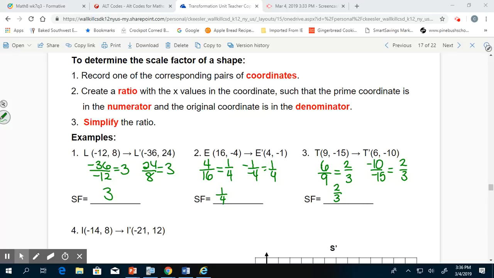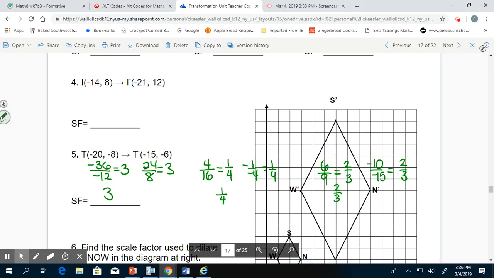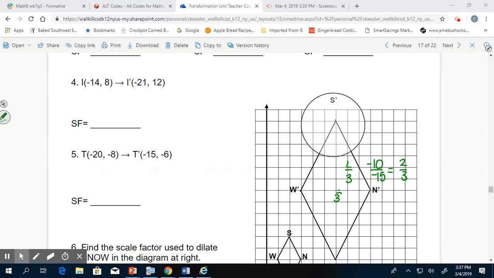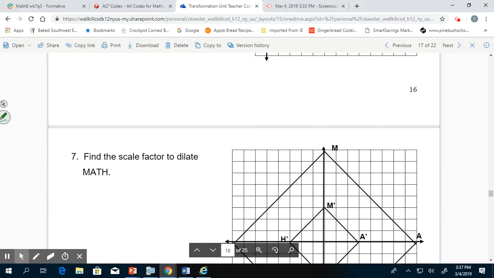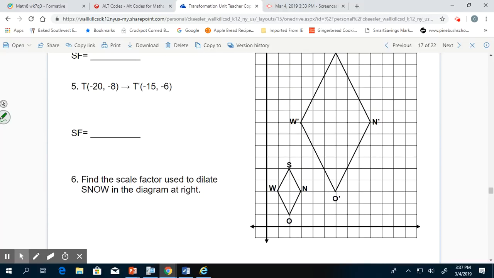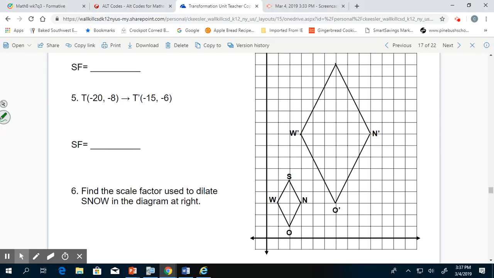So you're going to go ahead and try number 4 on your own, and then return for examples 5 and 6. Okay, so for number 5, we've already have our graphs completed, and we need to figure out the scale factor. Oh no, sorry, you're doing 4 and 5 on your own. I'm going to do 6 with you in the graph. If you need a minute, go ahead and pause it. You can finish 4 and 5.